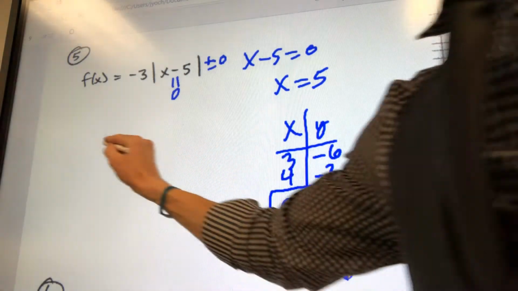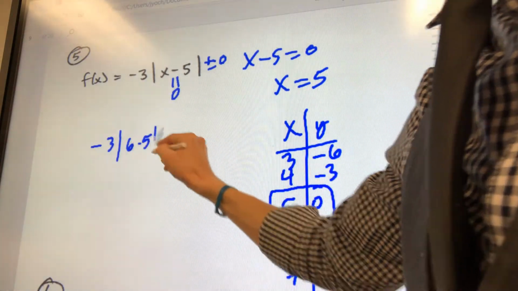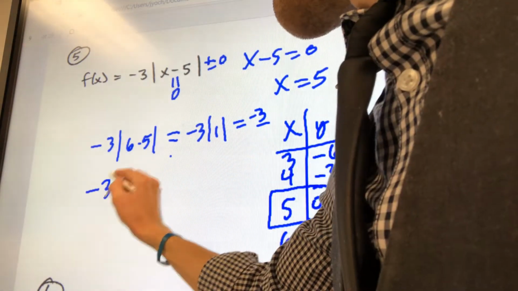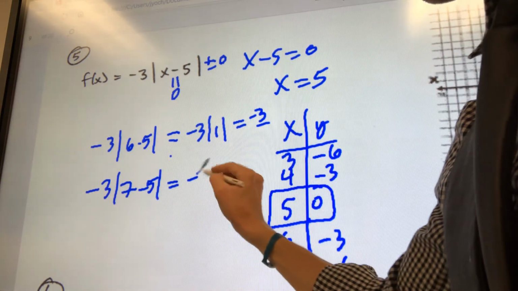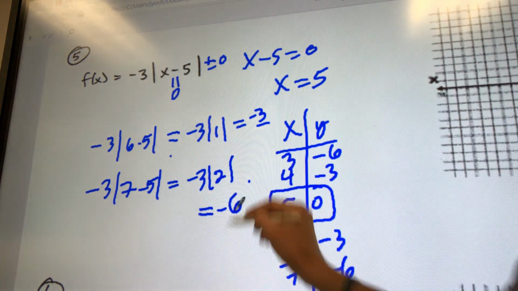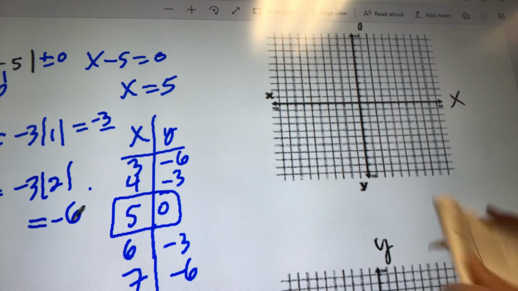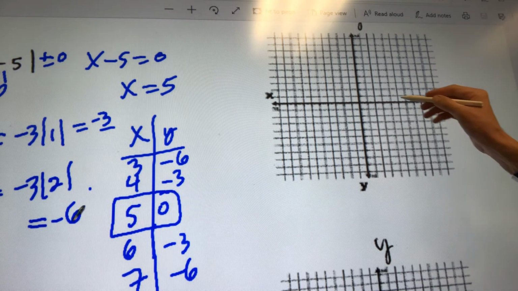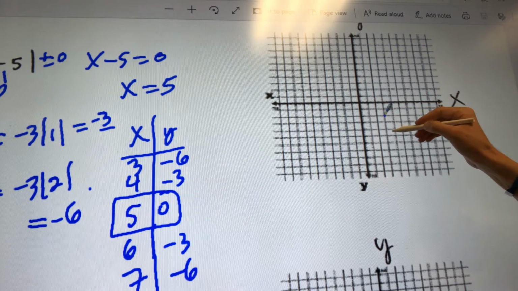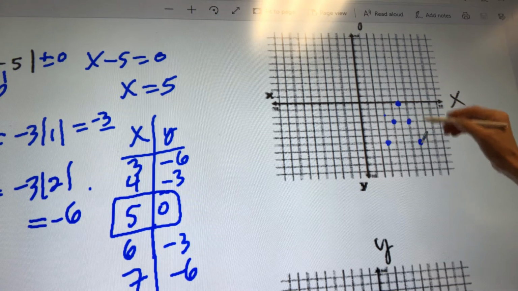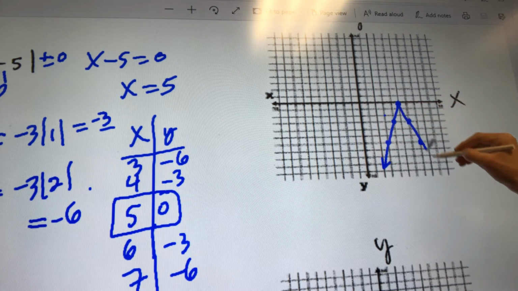Again, I can always plug in my numbers. I'm going to plug 6 in for x, negative 3. I'm going to plug 7 in for x, negative 6. All right. Again, symmetry. I know that it's going to be 4, negative 3, and 3, negative 6. 3, negative 6. 1, 2, 3, 4, 5, 6. 4, negative 3, 5, 0. Boom, and boom. Makes a lovely little Christmas tree. Tree, TP, whatever you want.